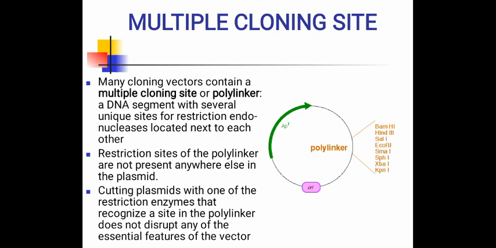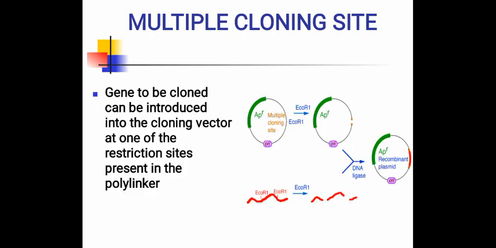Multiple cloning site. Many cloning vectors contain a multiple cloning site or polylinker: a DNA segment with several unique sites for restriction endonucleases located next to each other. Restriction sites of the polylinker are not present anywhere else in the plasmid. Cutting plasmids with one of the restriction enzymes that recognize a site in the polylinker does not disrupt any of the essential features of the vector.